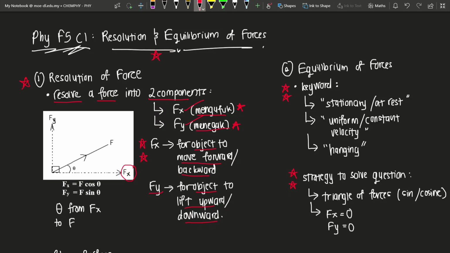So, resolution of forces, we have our formula. For Fx, it is F cos theta. For Fy, is equal to F sin theta. Make sure your theta is from Fx to your F. This is our Fx, this is our F. Theta is located here, between this Fx and F.